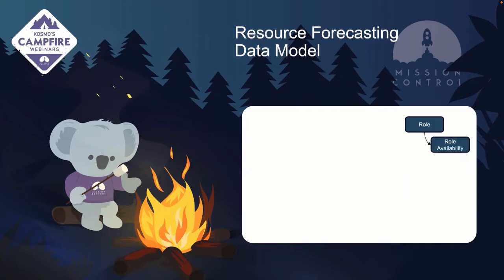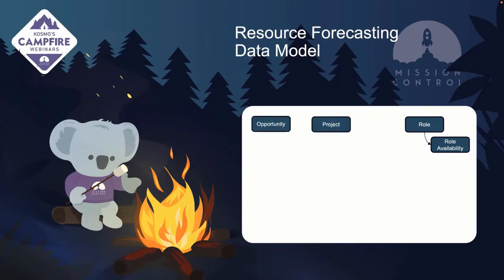As I mentioned, underneath the role we've got the role availability. That allows us to say that this person, from this date to this date, is going to be available X number of hours per day, or their billable target might be 50%, but after that period of time they're working the same hours, but their billable target would change.